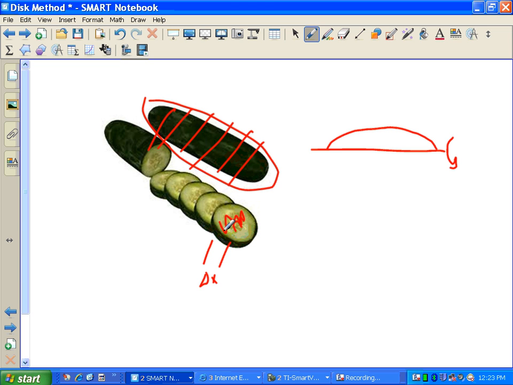Obviously, we want our cucumber slices to be as thin as possible to take into account or eliminate the effect of the curve, the fact that it's not a nice, perfectly smooth thing. If we slice it too thick, then we'll get some error there. So that's what we're after, is we're trying to figure out how to find the area of these discs.